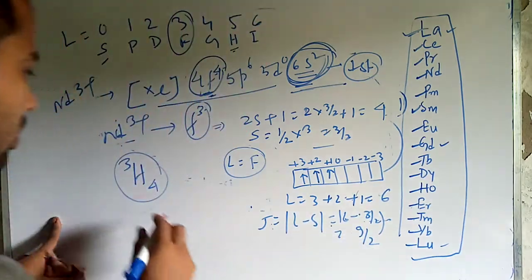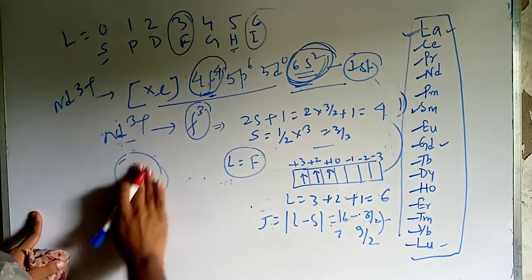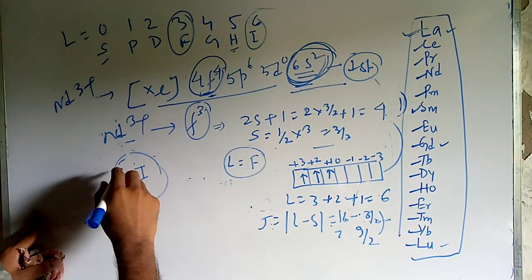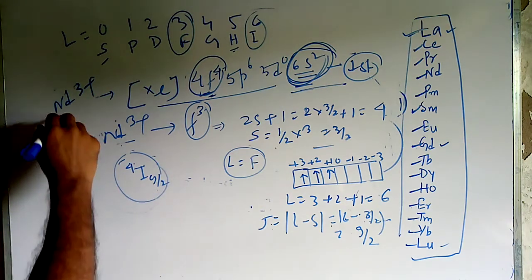And if we consider L equal to 6, this is I, and the multiplicity will be 4, and J equals 9/2. This is actually the ground state term symbol for neodymium 3+.